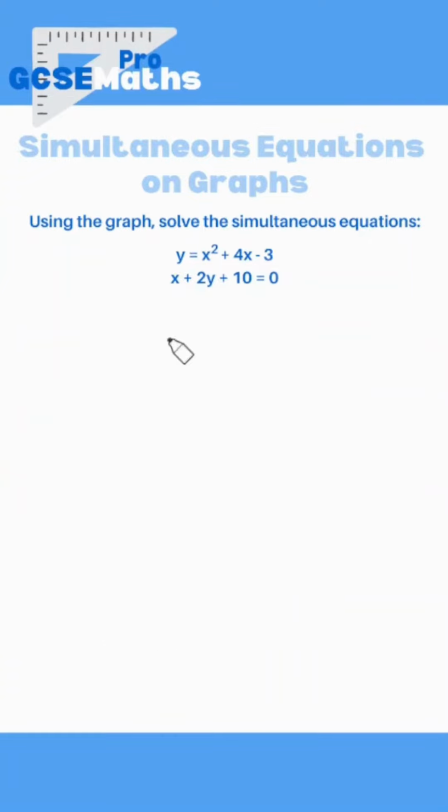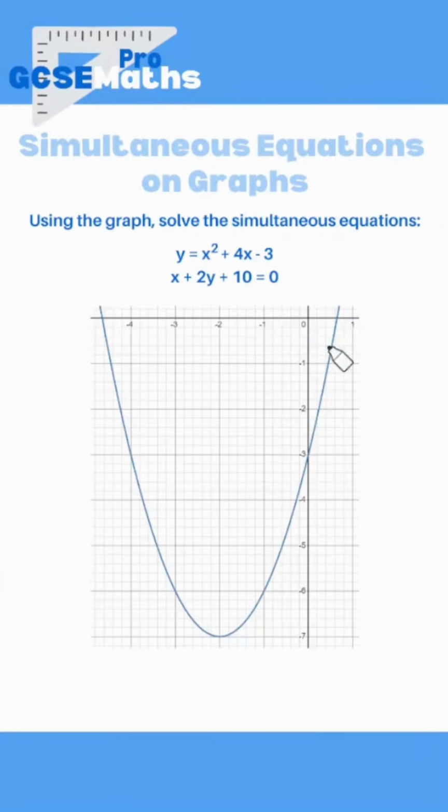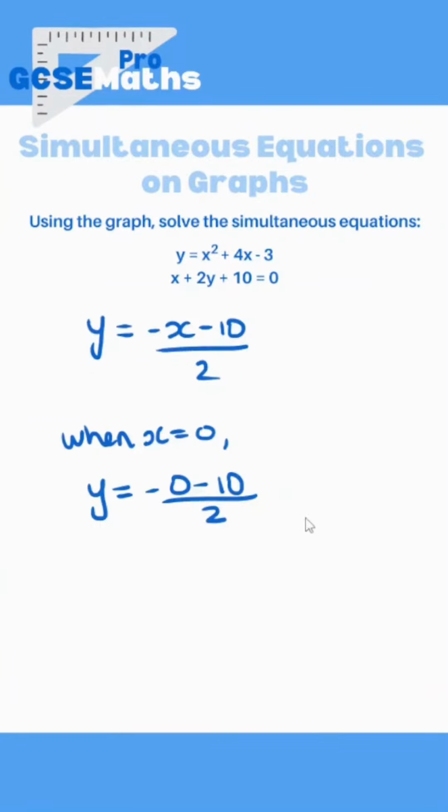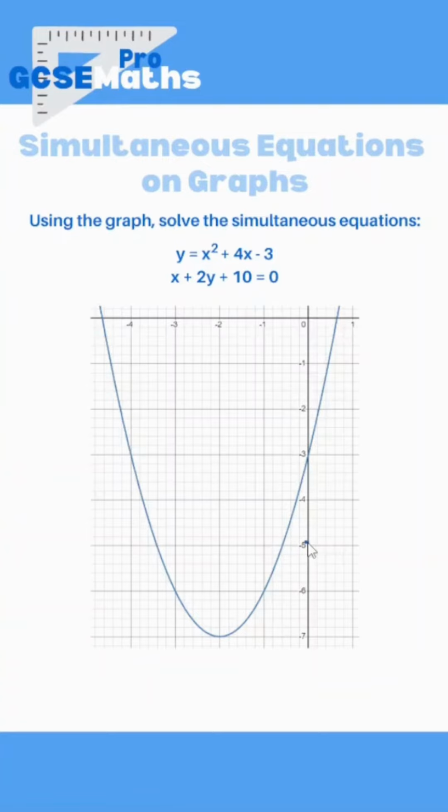Normally I would rearrange this so that we have y as the subject, and I get y equals minus x minus 10 over 2. Now that I've got it in this format, we're going to choose two values for x and substitute them in. Normally I tend to choose 0 so that I can find the y-intercept. So when x is 0, I substitute that in and work out what y would be, which gives me minus 5. So that's my first set of coordinates: 0, minus 5. You can plot.